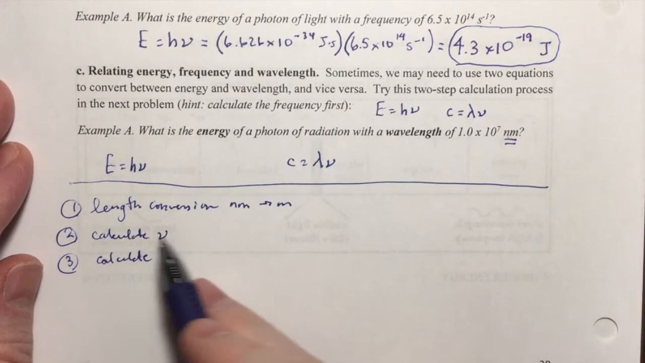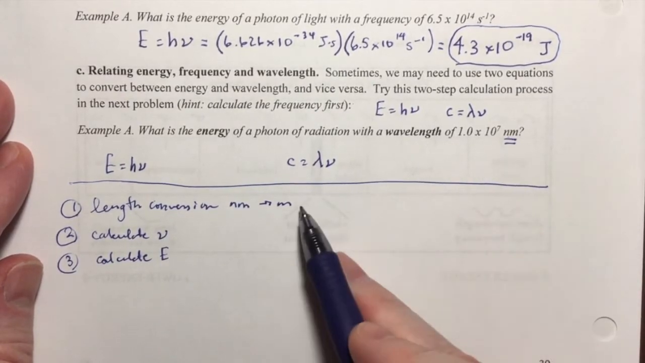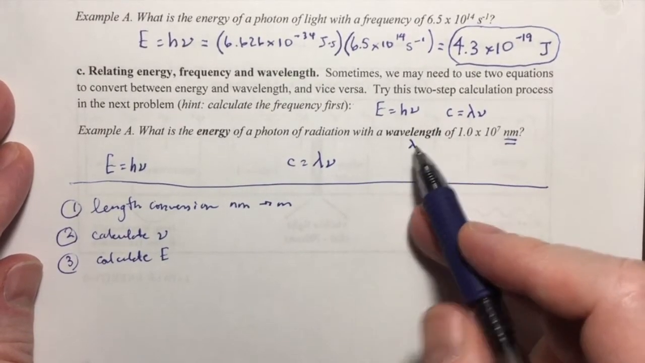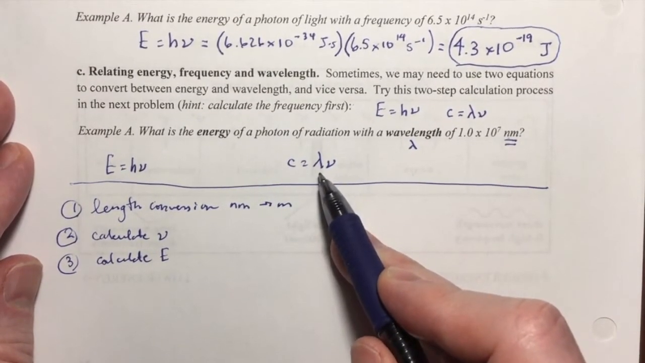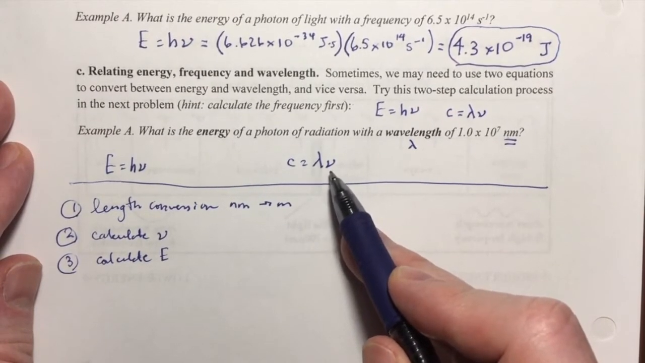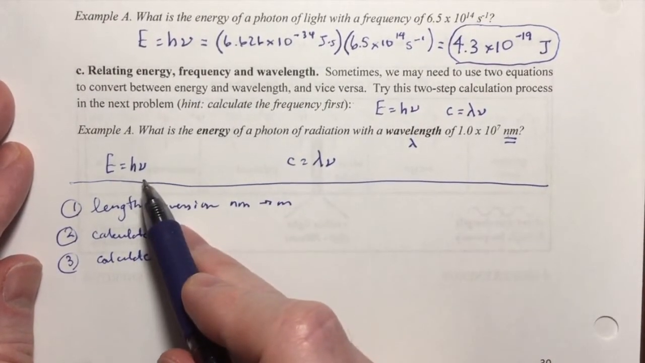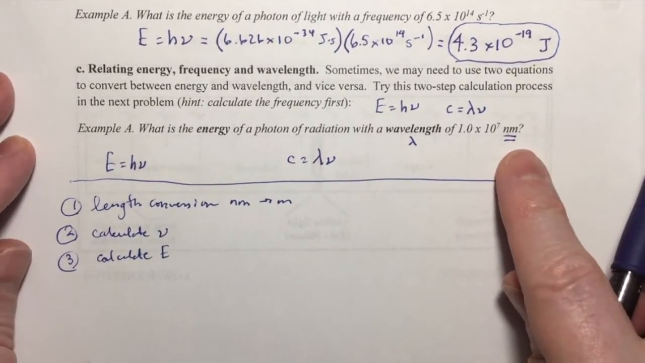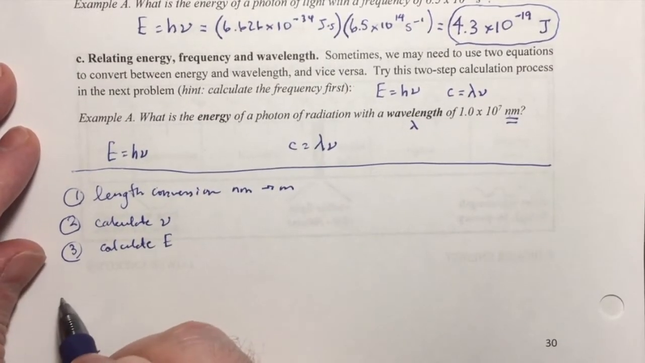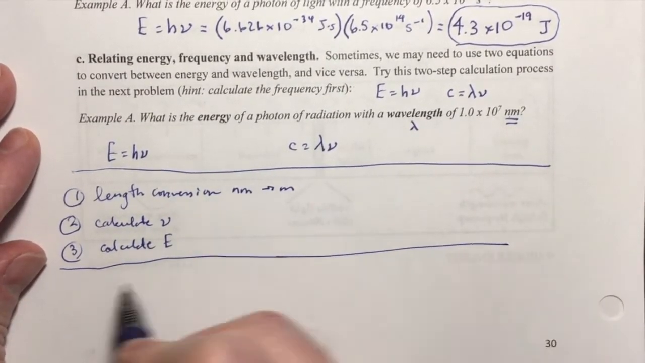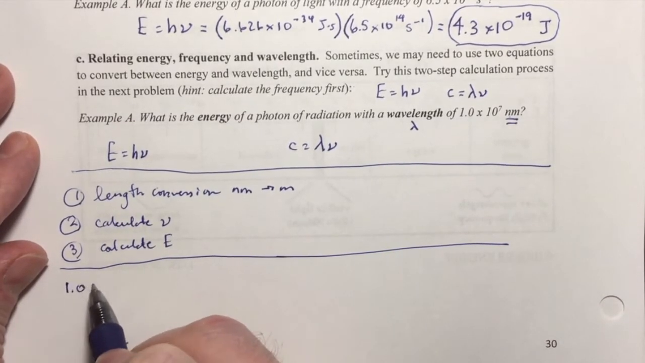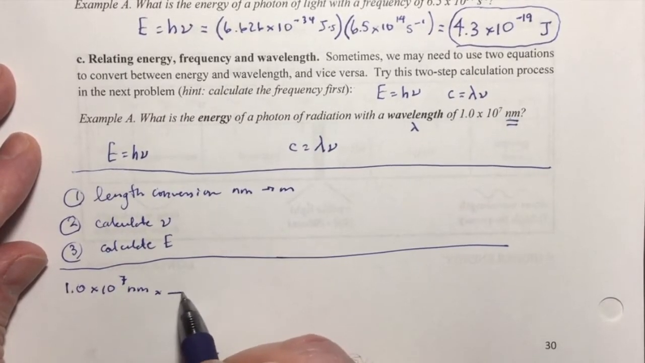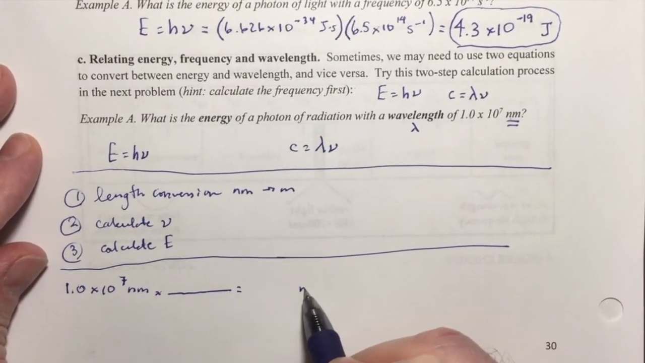Okay, here we go. We know that we need to convert this wavelength from nanometers to meters. And once I get the wavelength, the lambda, in meters, I can plug it in here into this equation and solve for the frequency. And once I get the frequency, I can plug it in here and solve for the energy. So that's what I'm going to do. First thing is I'm going to convert my wavelength from nanometers to meters. So I've got 1.0, let's do my math down here, 1.0 times 10 to the 7th nanometers, and I'm going to do a conversion equals meters.